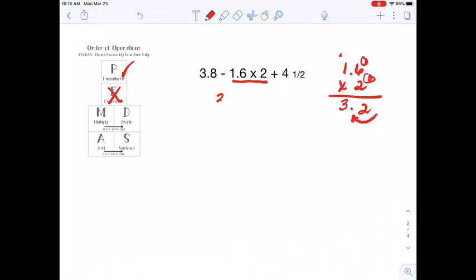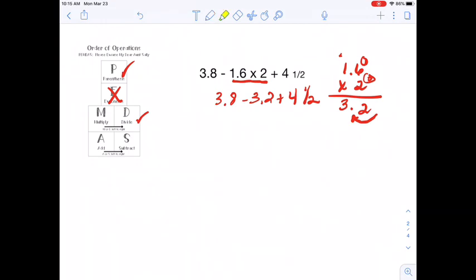So let's rewrite the problem that we're solving. I don't know why it did that. Let's fix it. We're going to replace this operation with the answer that we got and write the rest of the problem down. So we're done with this step. There is no more multiplication or division in this problem. Now we have addition and subtraction.